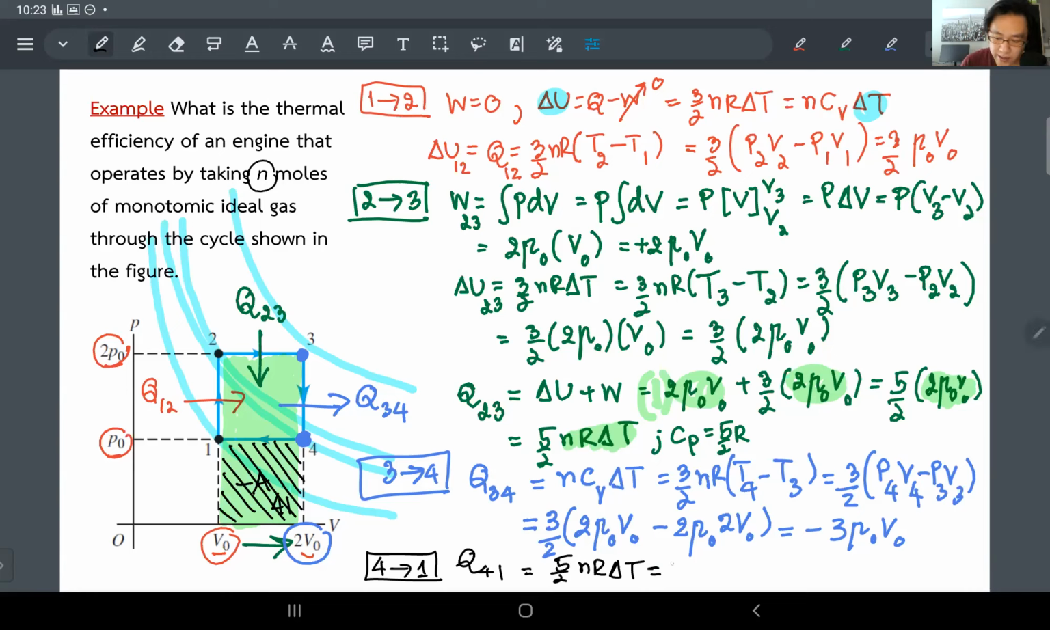So it's going to be 5/2 NR times T final, which is 1, minus T initial, which is 4. And when we do the same trick, nRT is just P times V. So it's going to be 5/2 P at 1, V at 1, here is P naught, V naught. Subtract out the P at 4, V at 4, it's P naught, 2 V naught. So let me take that out. 2 P naught V naught.